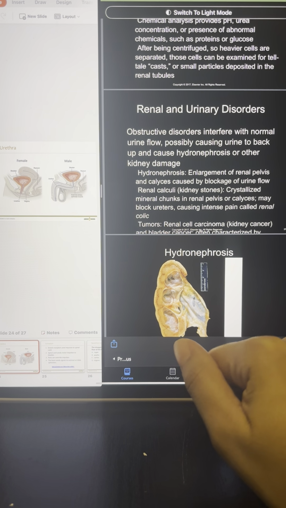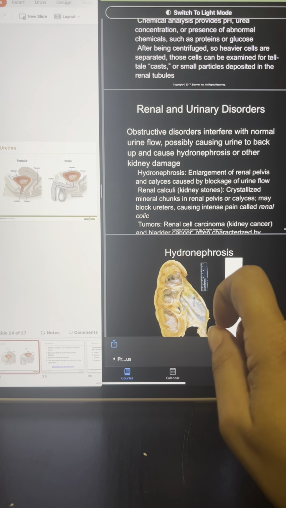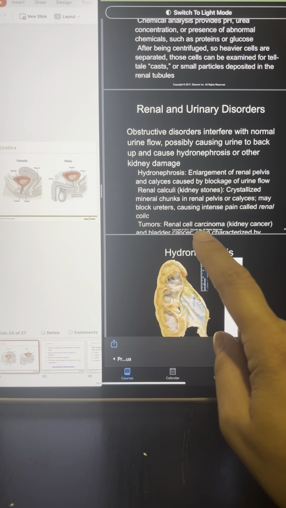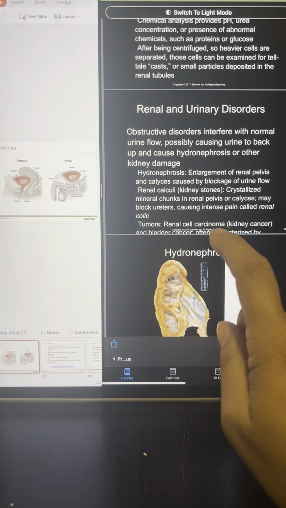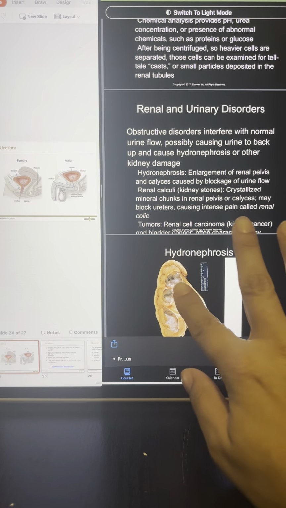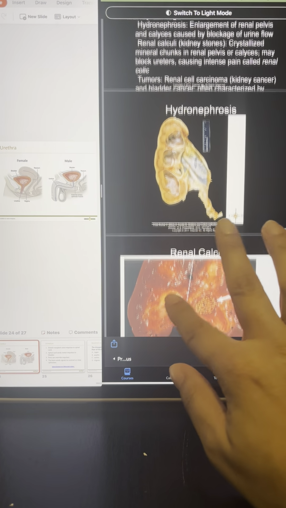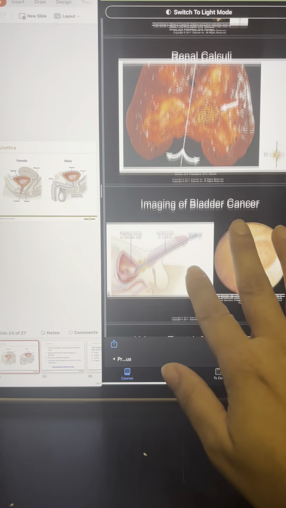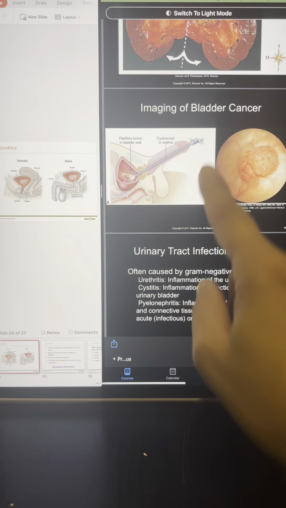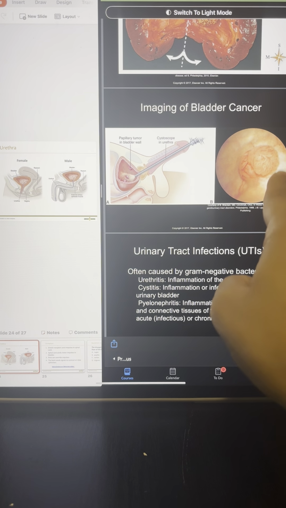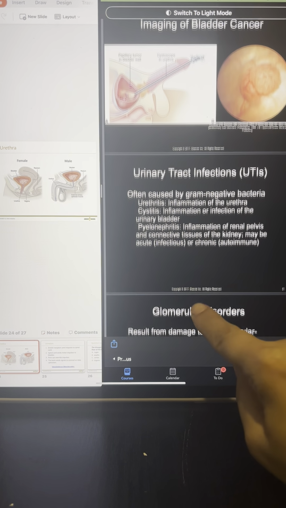Hydronephrosis is enlargement of the renal pelvis and calyces caused by blockage of urine flow. Renal calculi or kidney stones, crystallized mineral chunks. Make sure y'all read that. In order to see the bladder, we can put a scope down. This is what your bladder looks like.